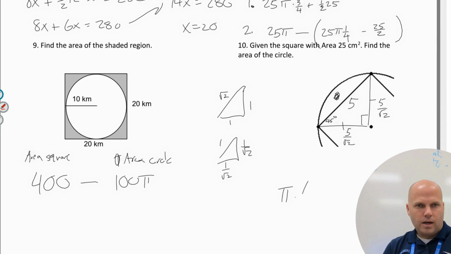So pi r squared. That's 5 over √2 times 5 over √2, which would be 25 over √4, which will be 25/4, or 25 halves.